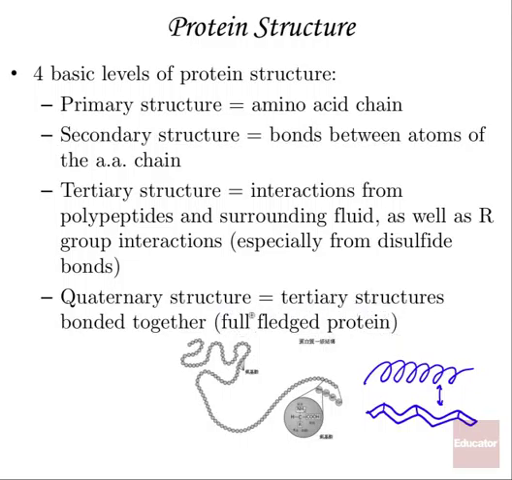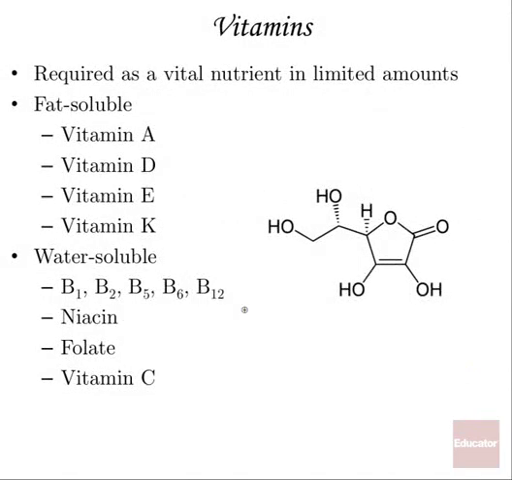By full-fledged protein, I mean something like hemoglobin, which is in red blood cells, or something like catalase, which is an enzyme in the liver. So the quaternary structure is how you get your completed protein with a certain shape matching whatever it's supposed to do, whether it's a catalyzing reaction or a structural protein, whatever. All right, we're done with protein.